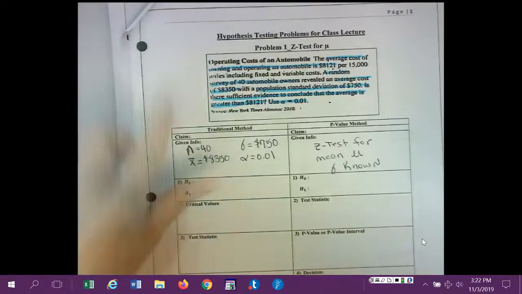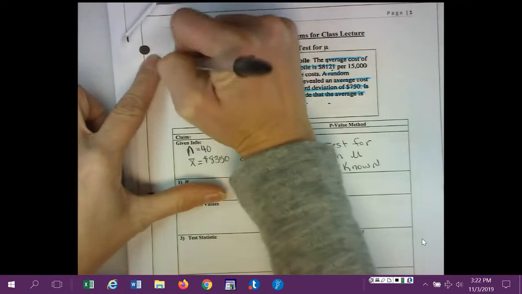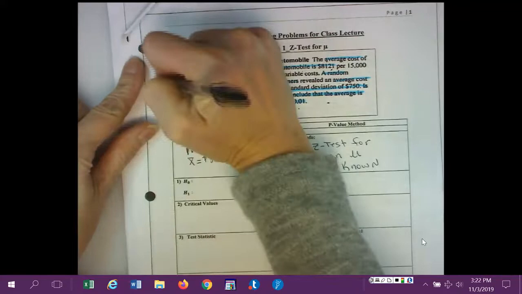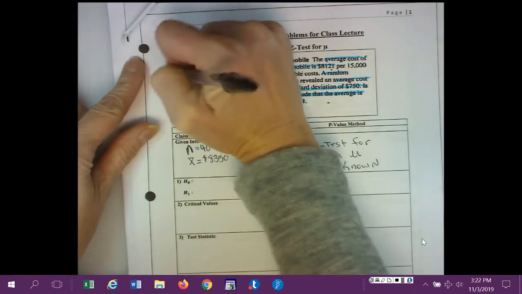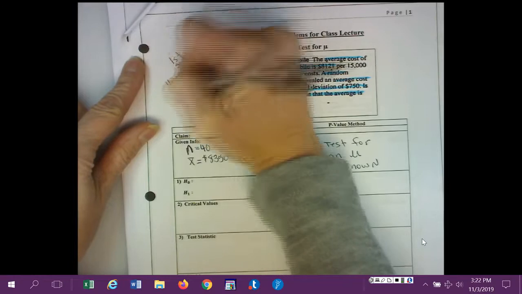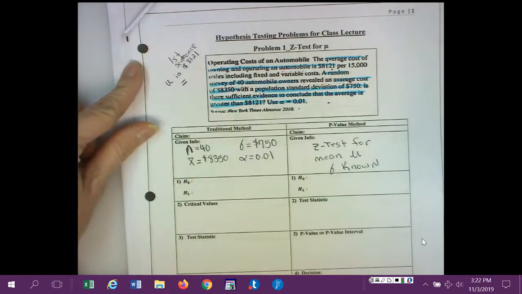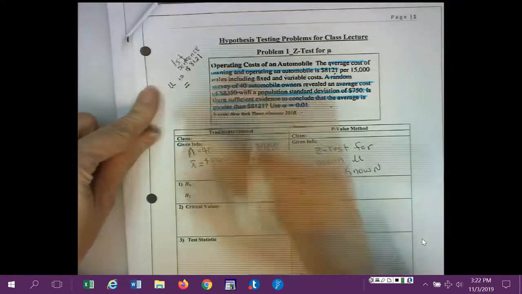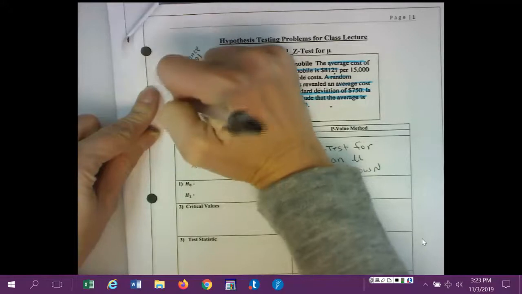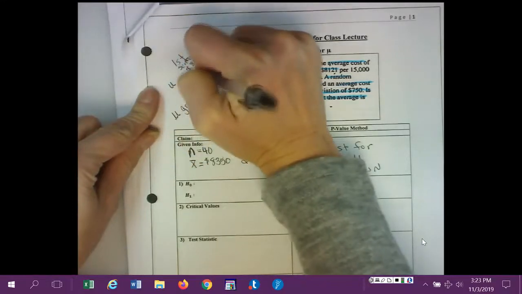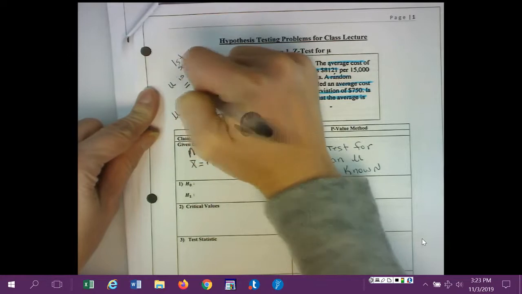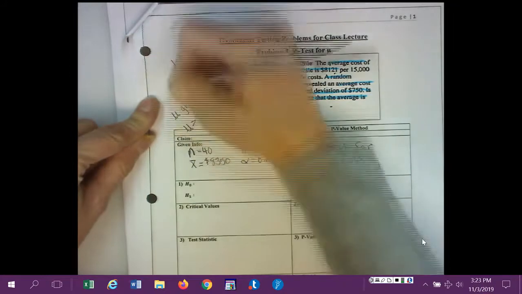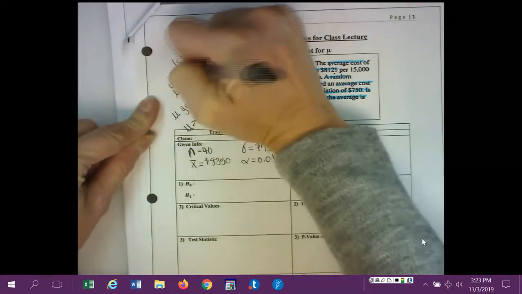Next thing we need to do is I always look at what they say in the first sentence of these problems. They're saying that the average cost, mu, is 8121. That is a statement that means equal to. The question down here is, is there sufficient evidence to conclude that the average is greater than? So average greater than, not greater than or equal to, greater than 8121. So that statement is mu greater than 8121. And this first sentence, mu is equal to 8121.